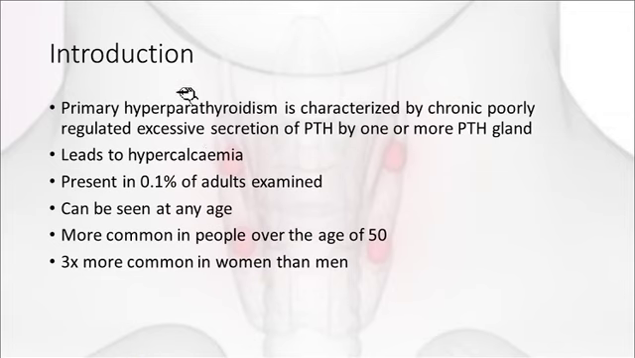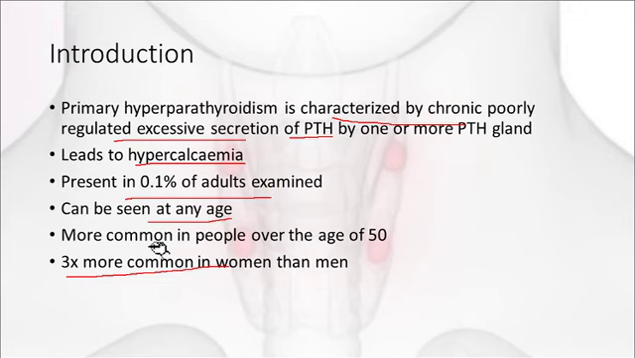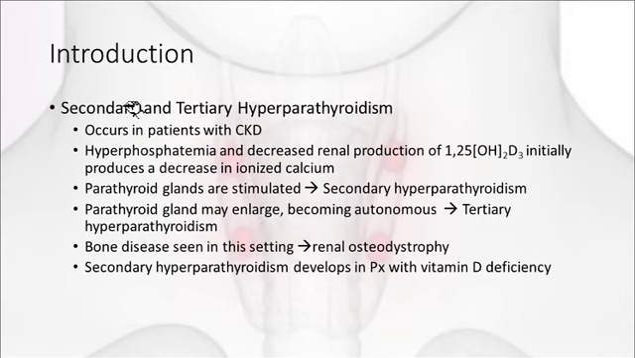Hyperparathyroidism, you get primary hyperparathyroidism, which is characterized by chronic, poorly regulated, excessive secretion of parathyroid hormone, which leads to hypercalcemia and is present in approximately 0.1% of adults examined, can occur at any age. It is more likely in women than in men, and is more common in people over the age of 50 years. You also get secondary and tertiary hyperparathyroidism.